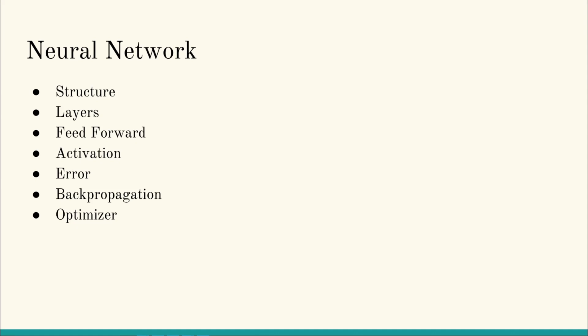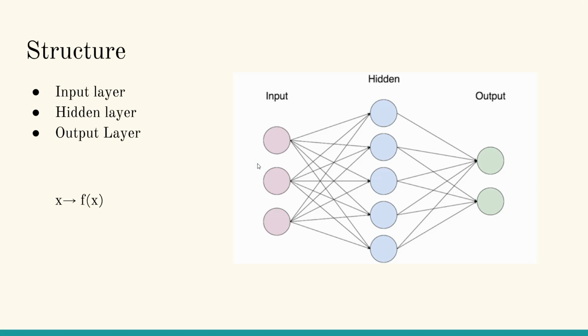Hello, welcome back. Today we will be seeing the structure of the neural network. A neural network is composed of three main parts. The input layer, where we input the value, such as an image or whatever you like. The next thing we have is the hidden layers.